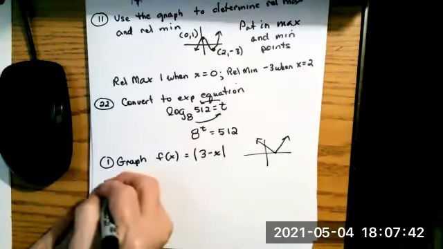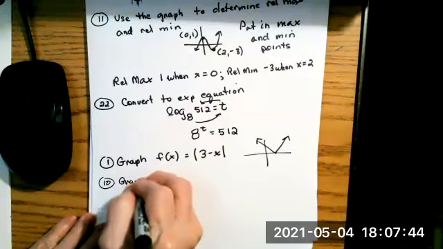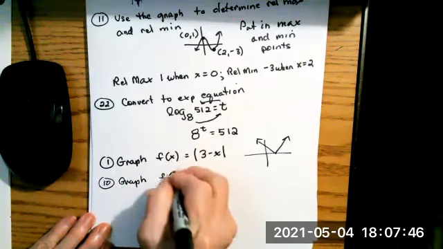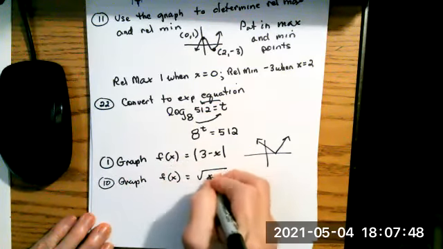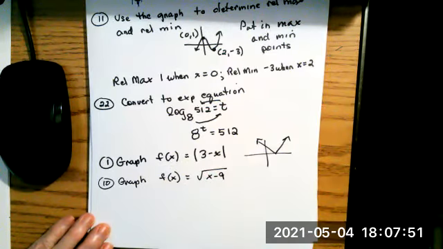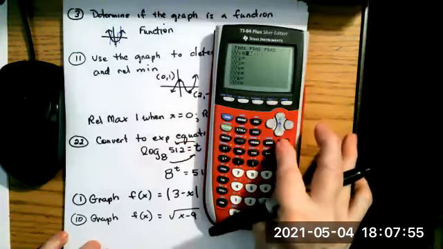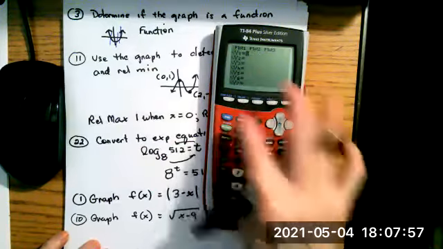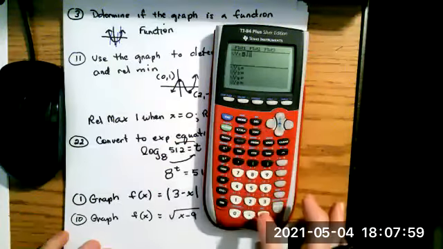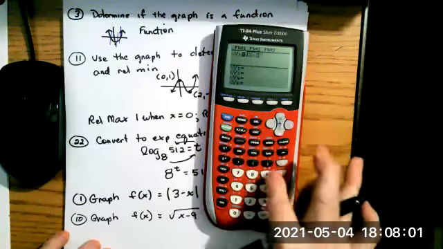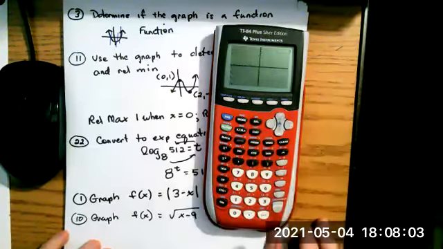Okay, number 10 is a graph. I put all the graphs together so that we could use our calculator, and that kind of saves some time when you do that. So you grab your calculator, clear out the one that you had in there, and do second and square root of X minus 9. And you graph it.